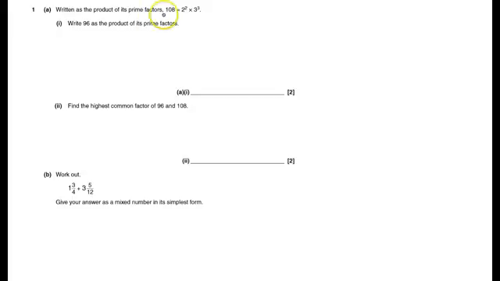As a product of its prime factors, 108 is 2 squared times 3 cubed. Now write 96. Okay, so I've got to start with 96. I'm going to use a factor tree.